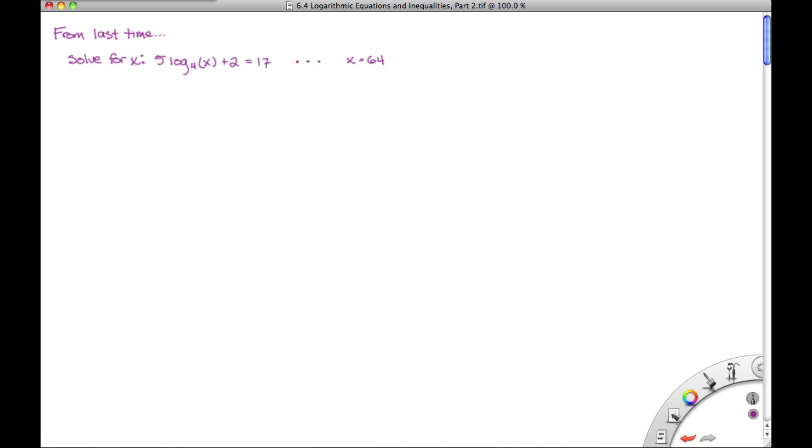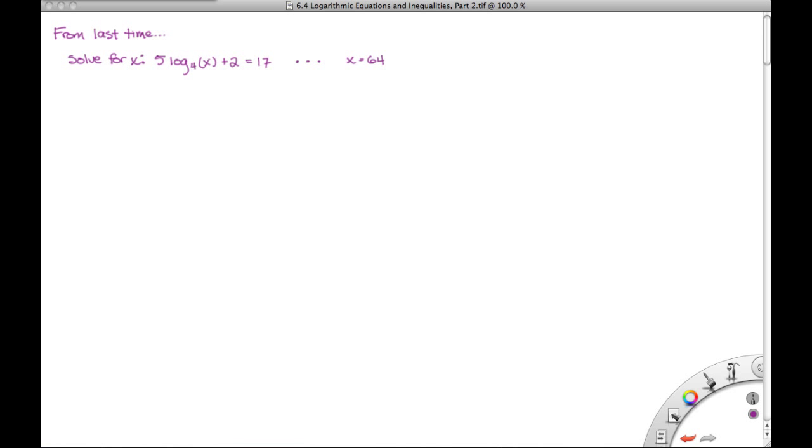So from last time, we had a problem that we were left with, specifically 5 times the log base 4 of x plus 2 is equal to 17. And using the techniques we talked about in the first part, you should have been able to work through this one fairly easily to get a solution of x equals 64, which when you double check does work out for that particular equation. So if you didn't get that answer, go back and double check the first video and see if you can see where you got stuck.